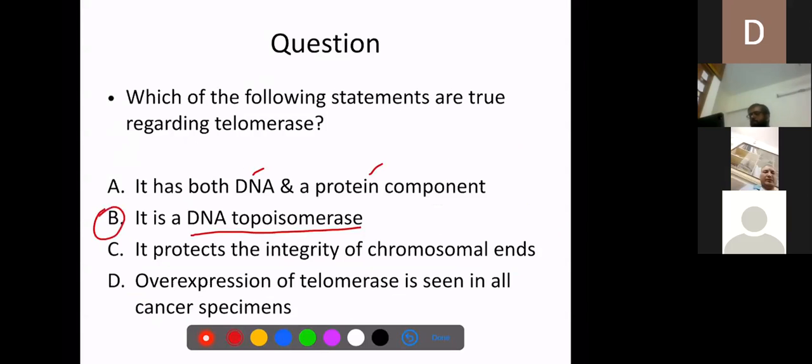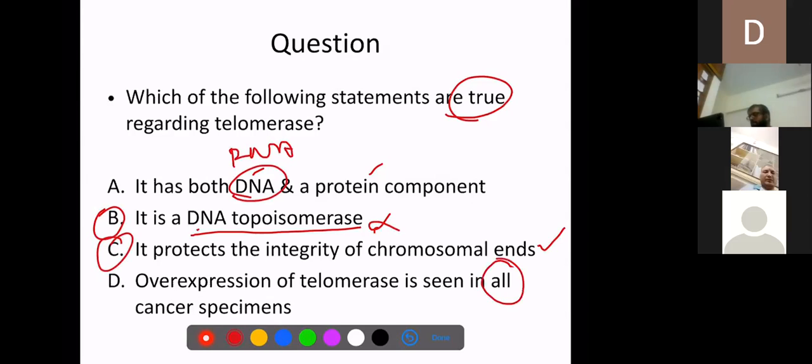Answer is B. It protects the, sorry, not answer is B. I asked for the true statement, right? So it is also wrong. It protects the integrity of chromosomal ends. Of course, this is correct. It is not having a DNA and a protein component. It is having an RNA and a protein component. And overexpression of telomerase is seen in all the cancer specimens. It's not seen in absolutely all the cancer specimens. It's seen in most of the specimens, but not in all the specimens.